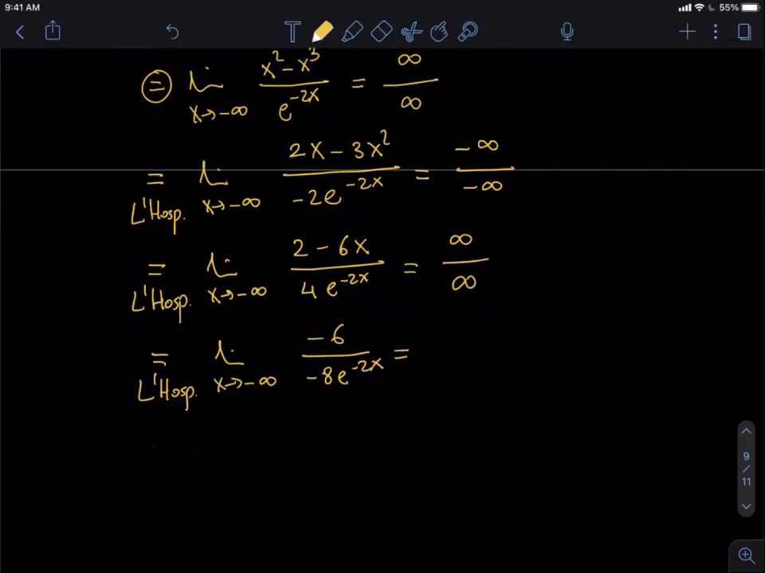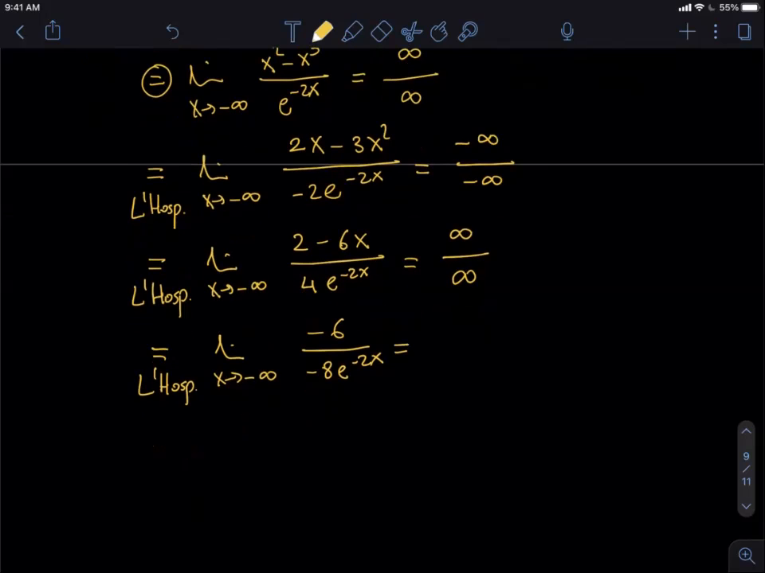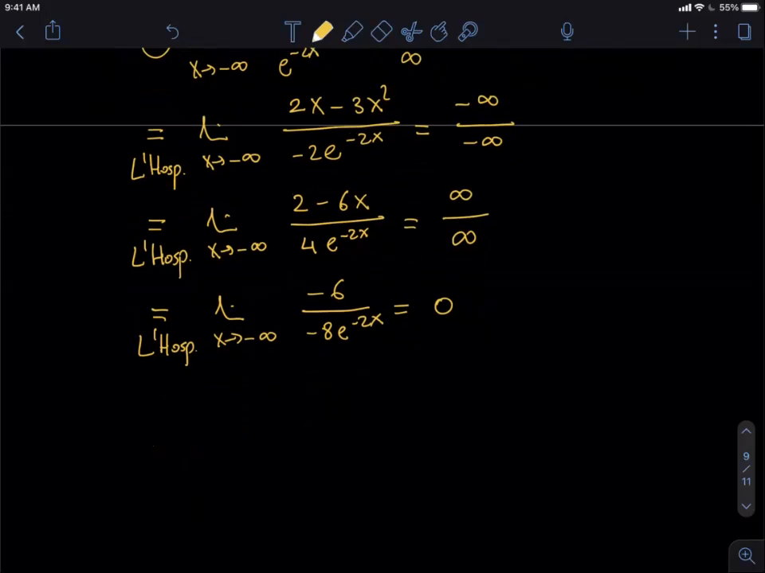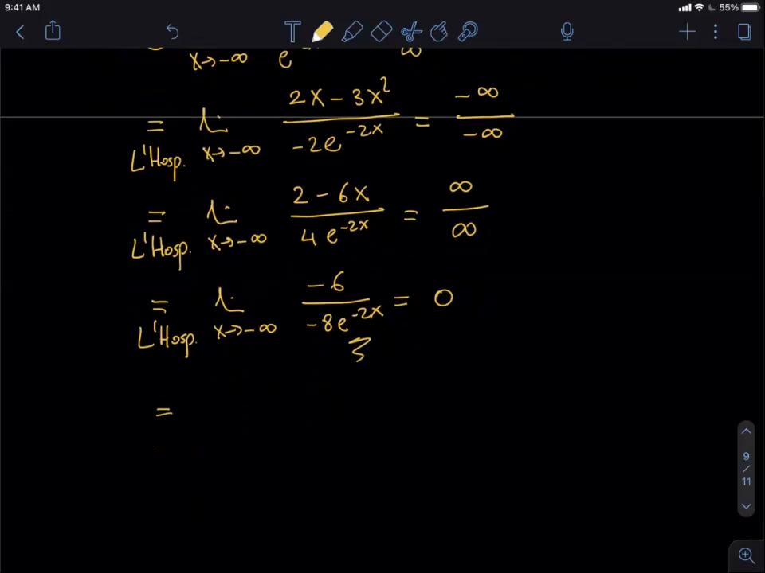So this is 0, but if you don't see right away that the denominator is going to infinity, you can also write it like this: 6 over 8 times the limit as x tends to negative infinity of the exponential of 2x. And now it's clear, because the exponential of 2x as x goes to negative infinity gives you 0. Okay, so this is an alternative.